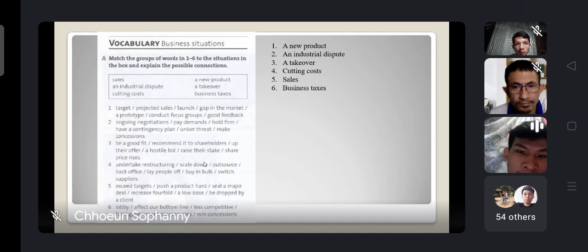And business tax, you can say VAT. Business tax here is the amount of money that you need to pay to the government by month or by year, because of the costs that you purchase. It includes VAT. So that's all for vocabulary here. And let's move to the next group, next member.